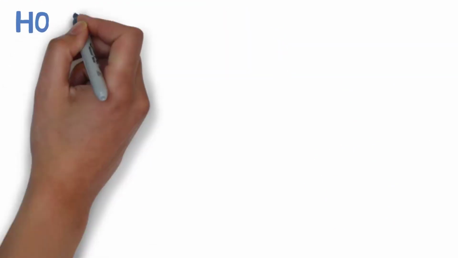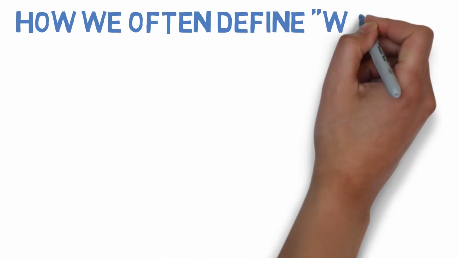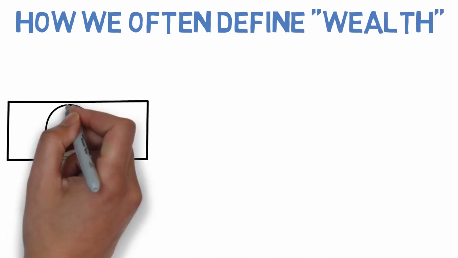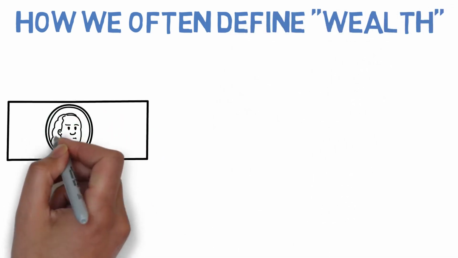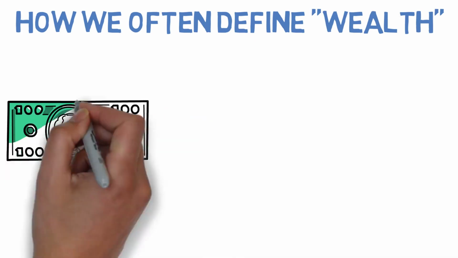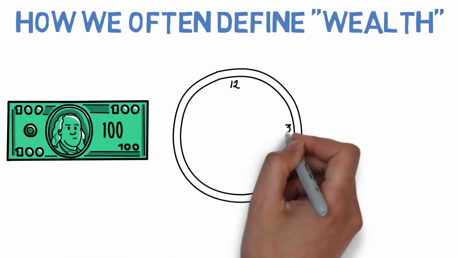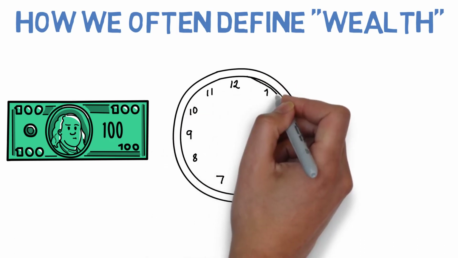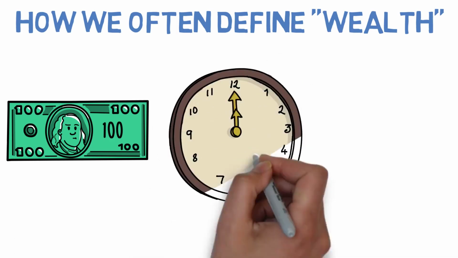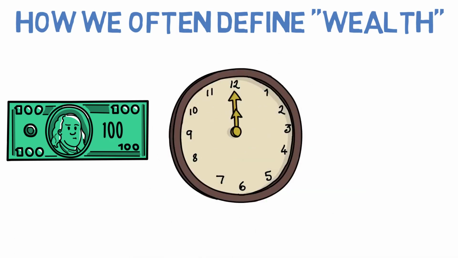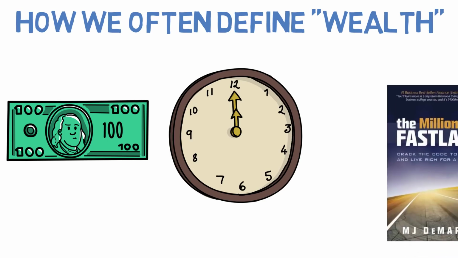So the 3 most common ways that I see wealth defined that I'm going to be talking about today are wealth as measured by dollar value, or whatever currency you happen to use, wealth as measured by the duration for which you can sustain your lifestyle without continuing to earn an income, and wealth as measured through the wealth trinity as discussed in MJ DeMarco's book, The Millionaire Fastlane.